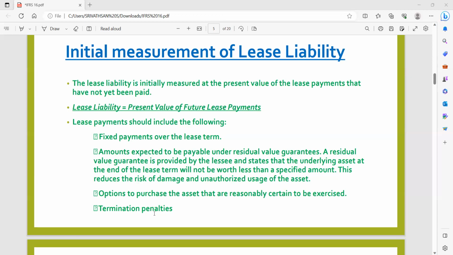And termination penalties. So let's say that you have leased an asset from the lessor for 5 years, but at the end of the third year, you're going to the lessor and telling him that, hey, look, I don't need this asset anymore. Let's cancel the lease contract. In that case, the lessor will tell you that, see, we have put the contract for 5 years, but at the end of the third year, you're coming and telling me to cancel the contract. So you need to pay me some termination penalties.